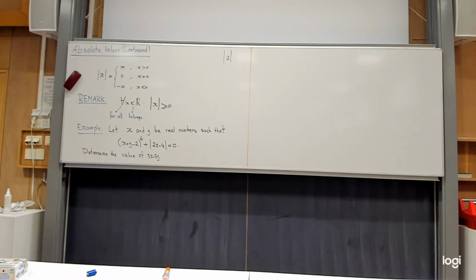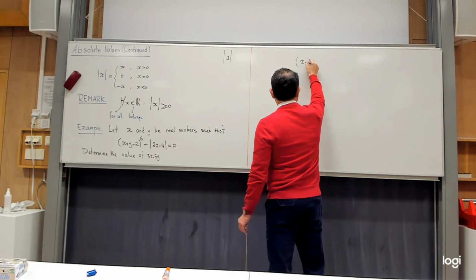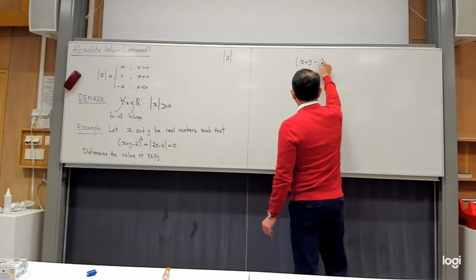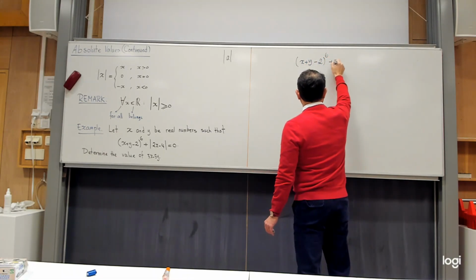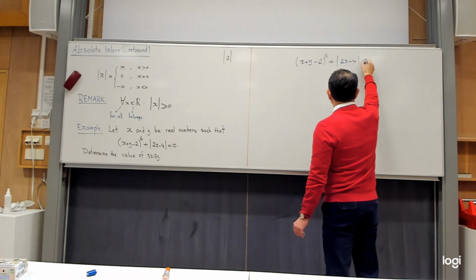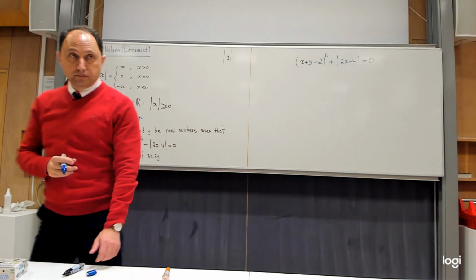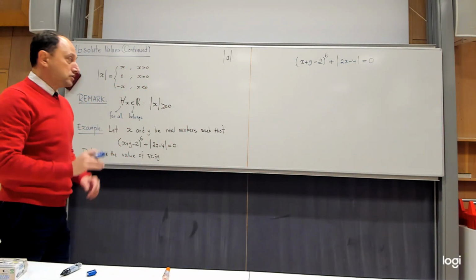So this is a good example. Let me write it here: (x + y - 2)^6 + |2x - 4| = 0. I don't know where I should start from. Okay, first let me start from this fact.